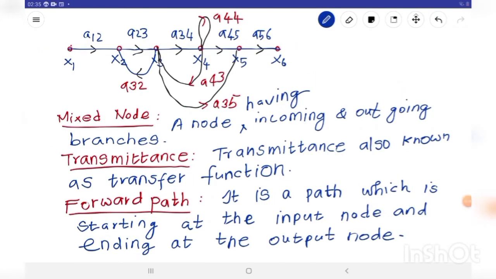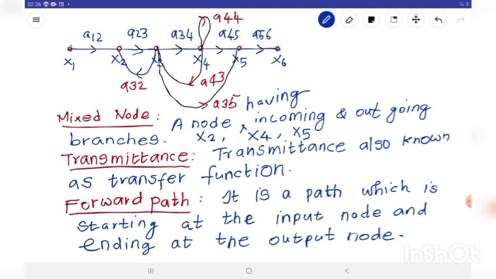Next I am going to explain mixed node. A node having incoming and outgoing branches is known as mixed node. For example, the node x2, then node x4, then node x5, all are known as mixed nodes.